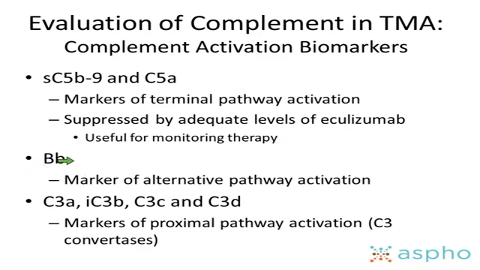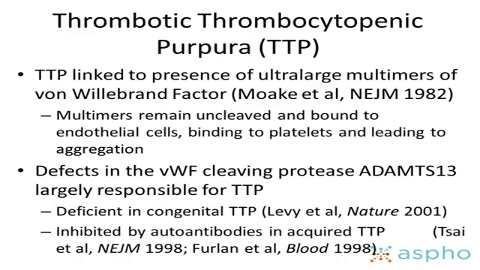The Bb fragment of factor B is a specific marker for alternative pathway activation, and it can help assess whether a patient's complement system is activated, particularly the alternative pathway. And then some other markers of complement activation like C3a, iC3b, C3c, and C3d. C3 fragments are markers of proximal pathway activation that are irrespective of the activating pathway.